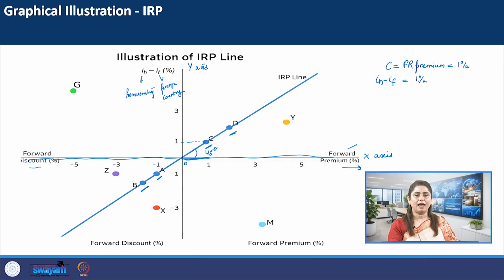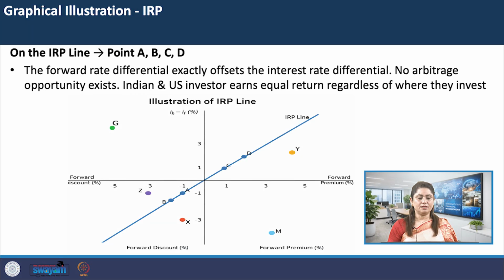So here any advantage of the interest rate differential is offset by the forward rate differential. Hence, no arbitrage process can take place at the points A, B, C and D. We can see here the forward rate differential exactly offsets the interest rate differential. No arbitrage opportunity exists. Indian and US investors earn equal returns regardless of what they invest in.